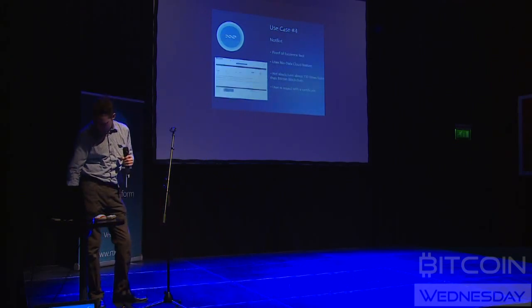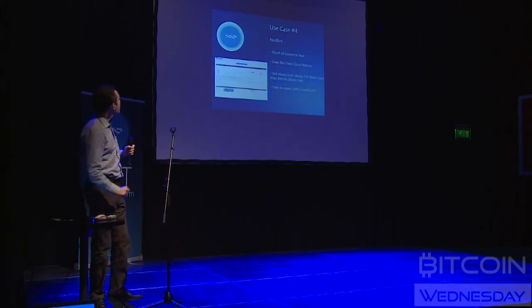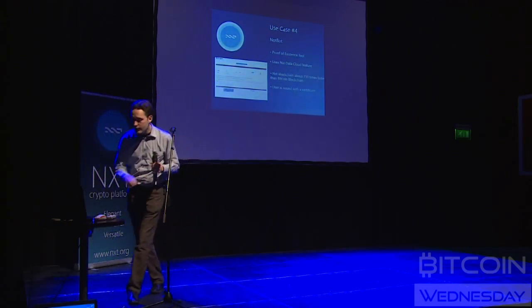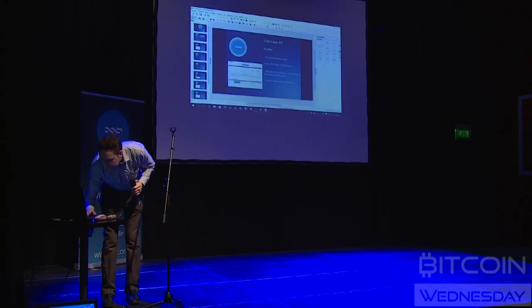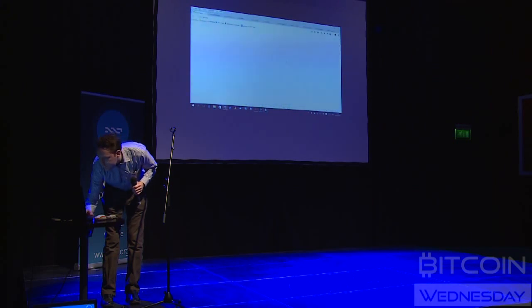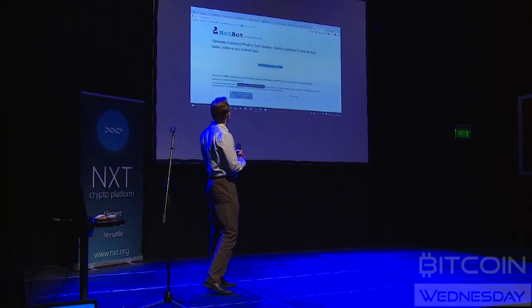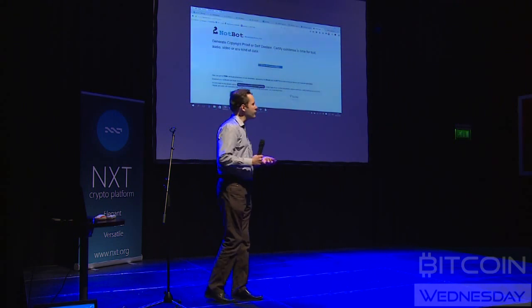Also Singaporean. This is one I like personally, because it's not done by a company. I will see if I can get this on my browser. Yes, here we have it. This is NotBot. NotBot is a copyright proofing tool.